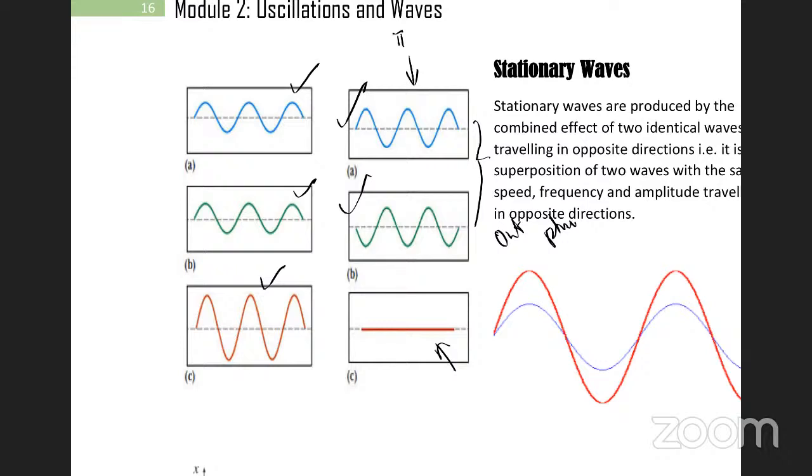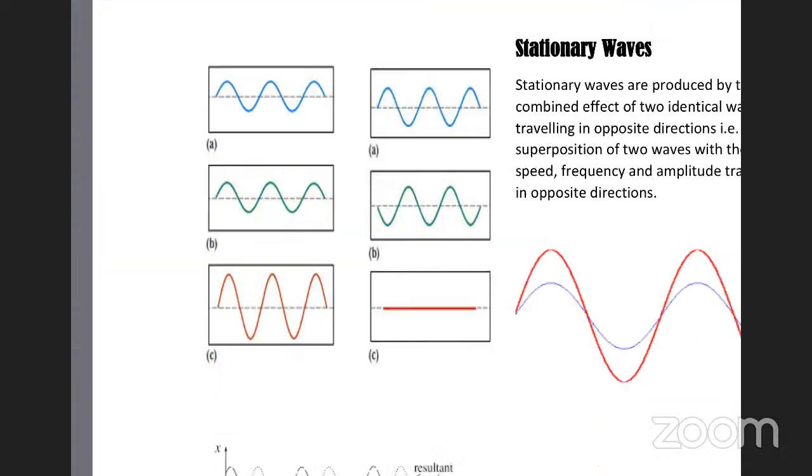Right? So yes, the answer is pi. The phase difference is pi, or if you remember, 3 pi. Pi or 3 pi and so on. Okay? So that is your constructive and destructive interference.